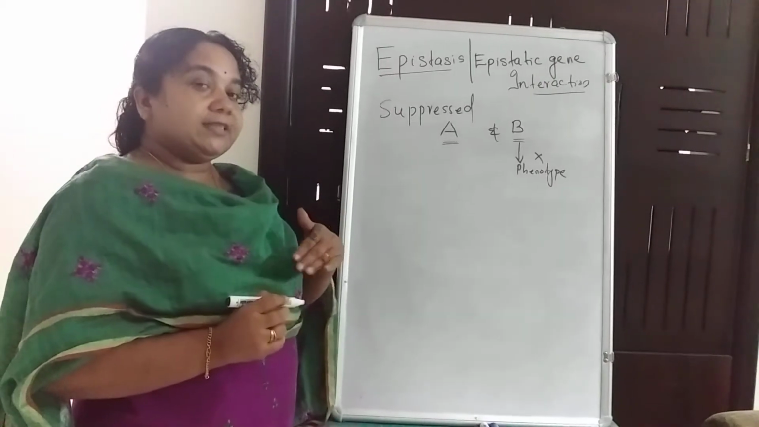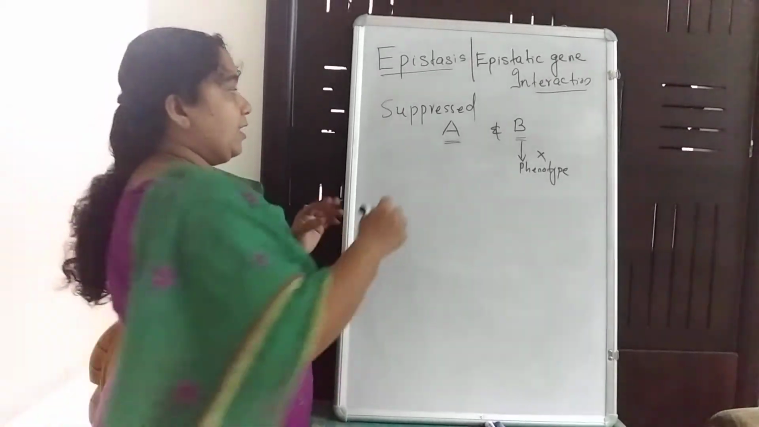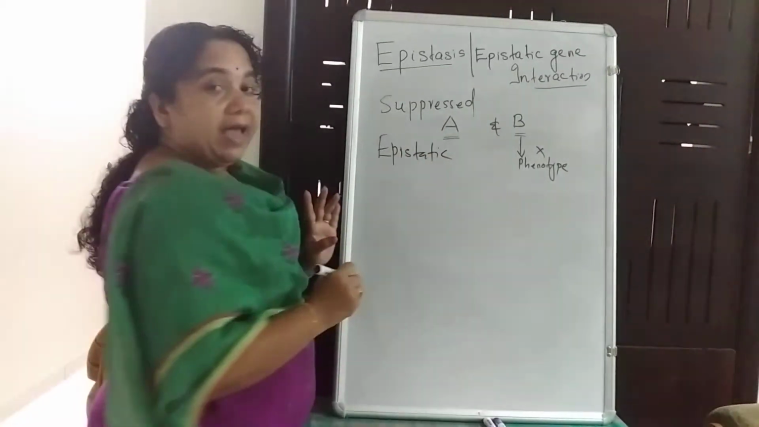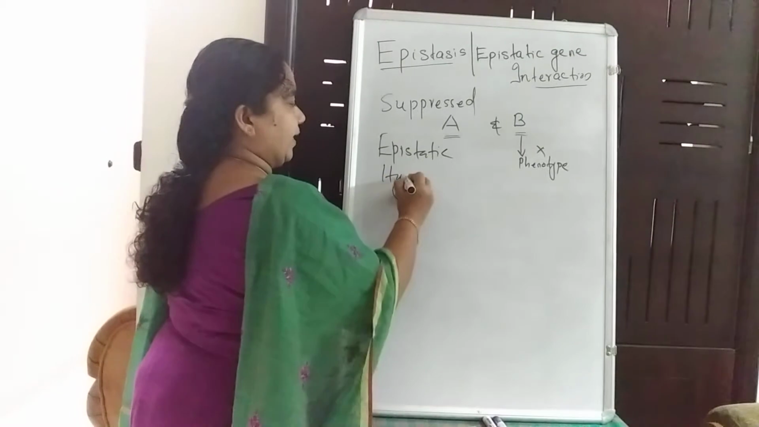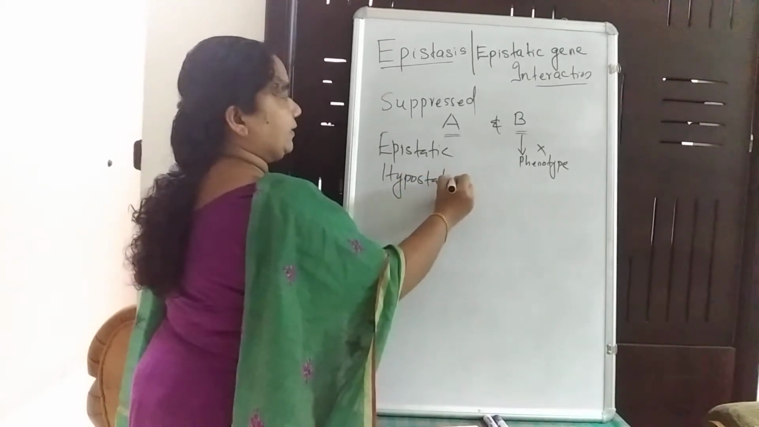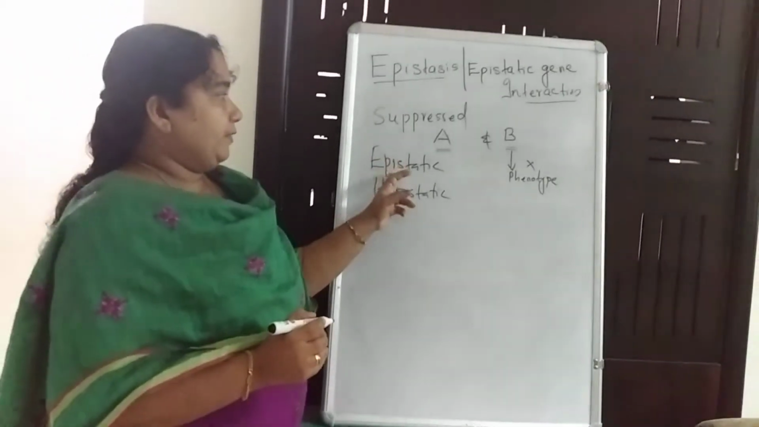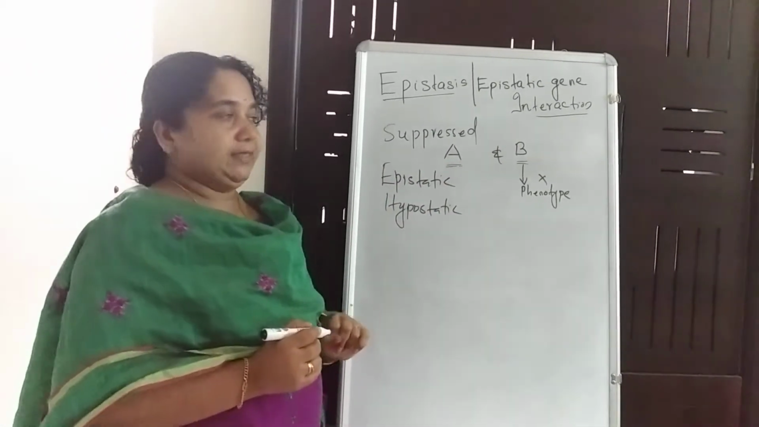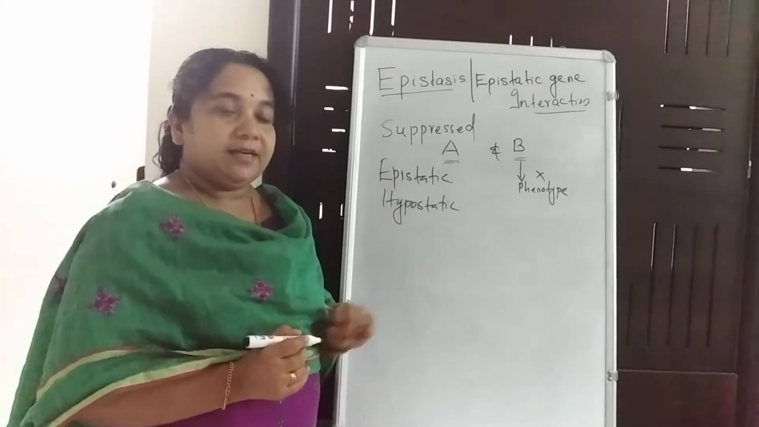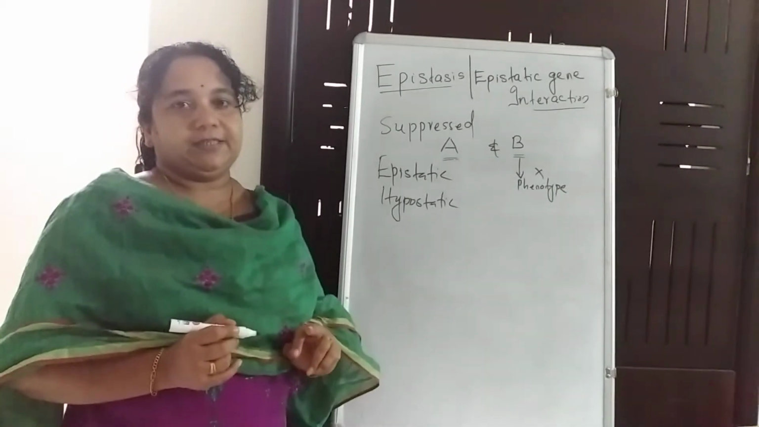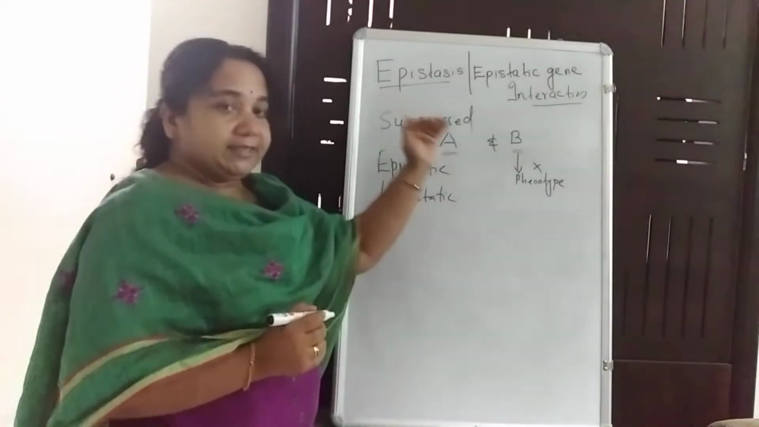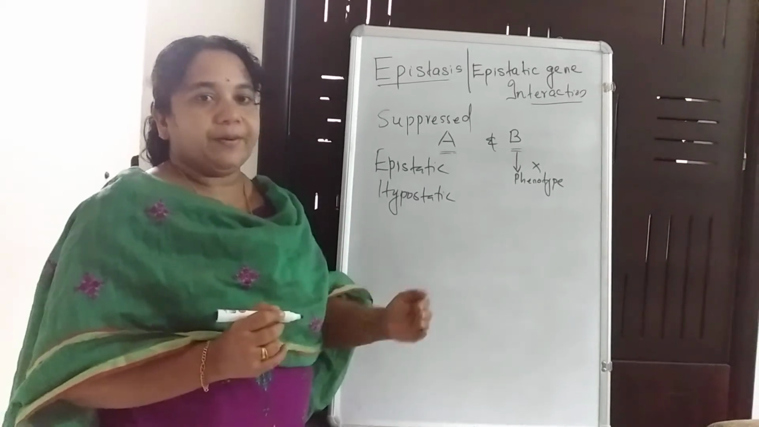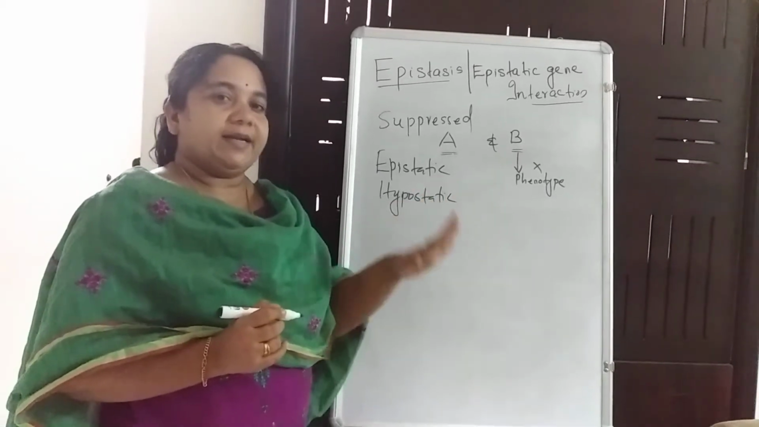So, here we can say that one gene is the epistatic gene, and another gene is hypostatic. How can we say that? Which is the epistatic gene? Capital A is the epistatic gene, and which is the hypostatic gene? B is the hypostatic gene. So once again, what is epistasis? Epistasis means expression of one gene is suppressed by the expression of another gene.